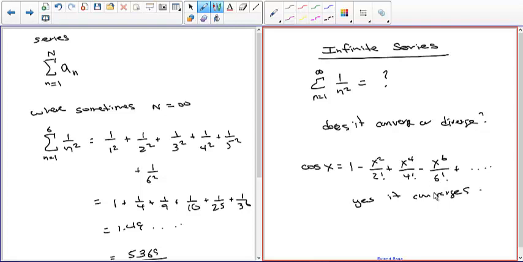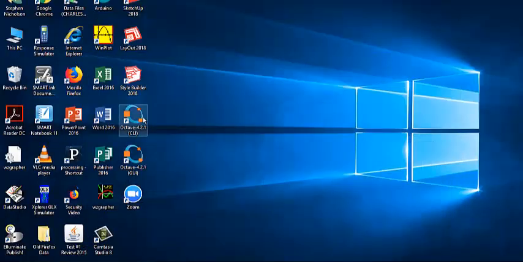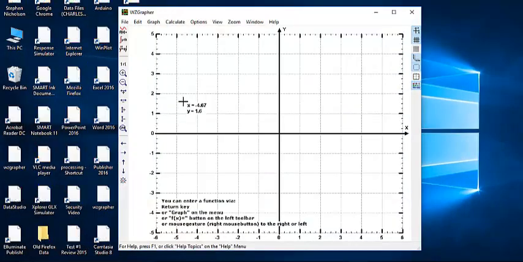Now, sometimes it converges for a limited range of numbers. So that's another thing we'll look at later. Sometimes the series converges for some numbers, but not for other numbers. It turns out the cosine converges for all numbers. So I'm going to do a little diversion here for a second, just to show you something, kind of give you previews of coming attractions.